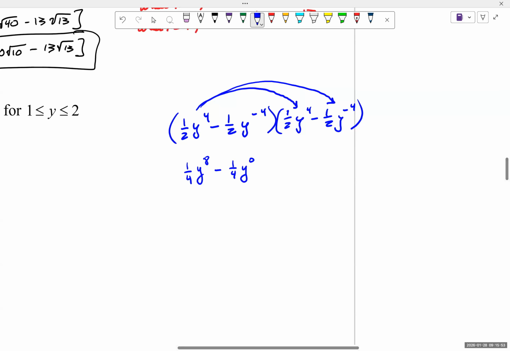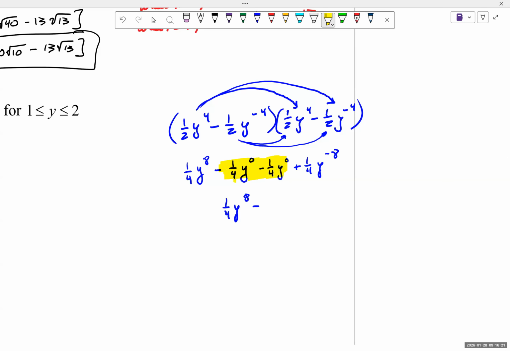Okay, I'll come back to that in a moment. Multiplying here, do you get the exact same thing? And then multiplying in back, you get now a positive 1/4 y to the negative 8. Okay, so we've got 1/4 y to the 8th minus a fourth, right? We were told by Cooper and company that y to the 0 is 1, correct? So we can combine those to get negative a half.